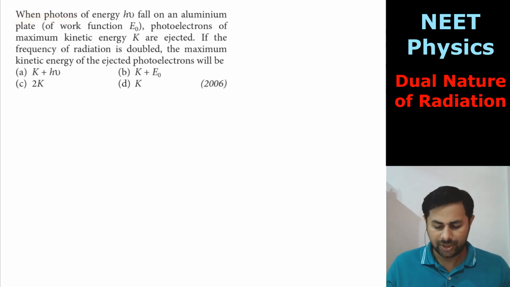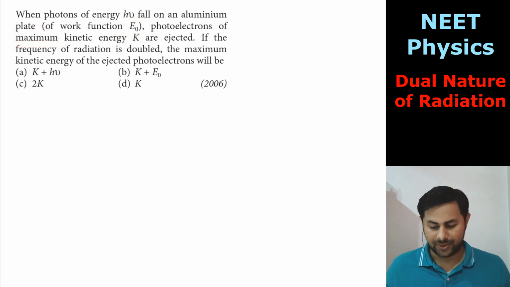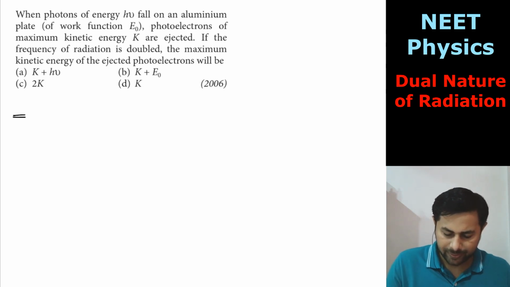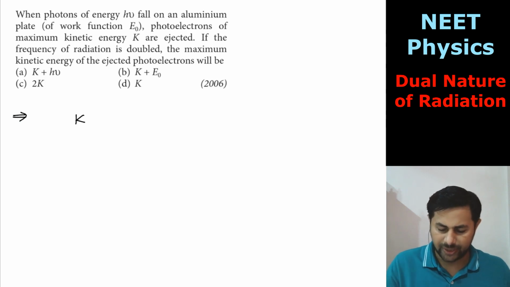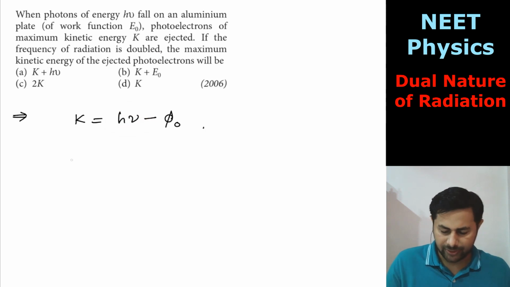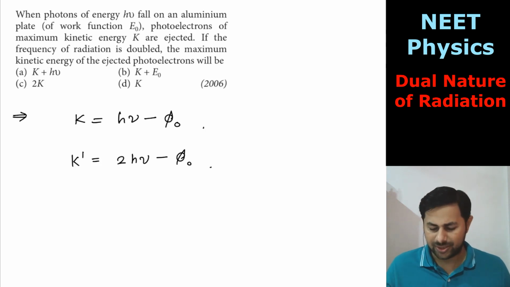When photons of energy h nu fall on an aluminum plate of work function phi naught, photoelectrons of maximum kinetic energy K are ejected. If frequency of radiation is doubled, the maximum kinetic energy of ejected photoelectrons will be? So again this is also simple. Earlier maximum kinetic energy was K, right, and that's equal to h nu minus phi naught, and what you do is you double the frequency. So frequency is doubled, you get K prime is equal to 2 times h nu minus phi naught.